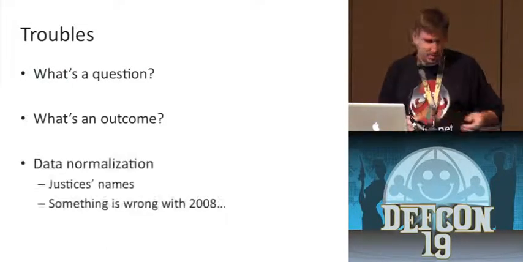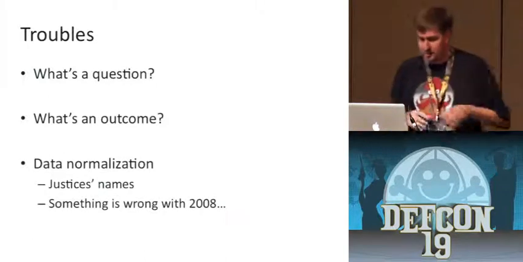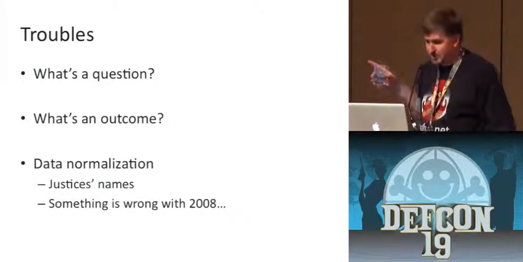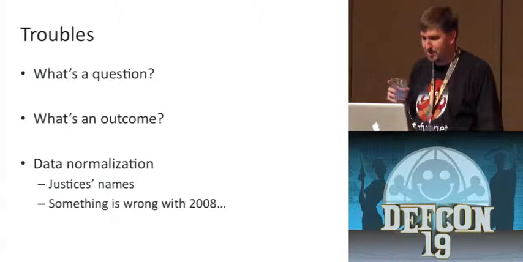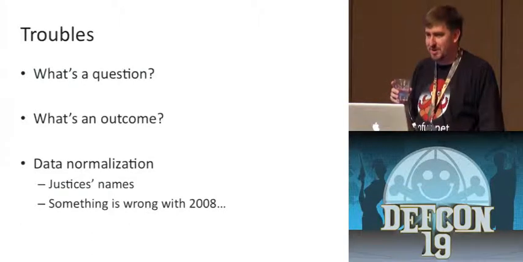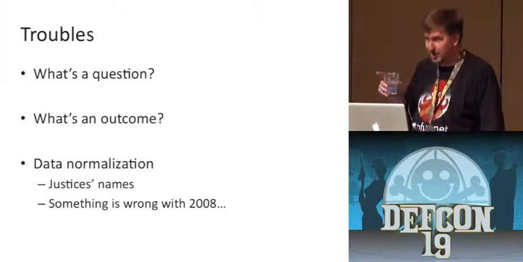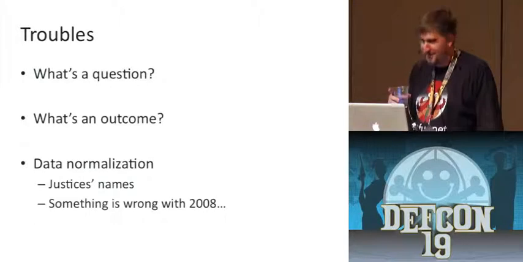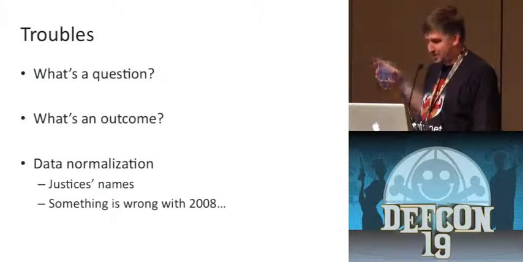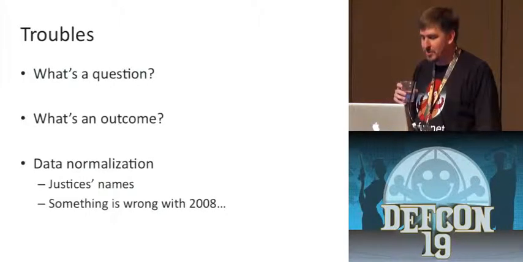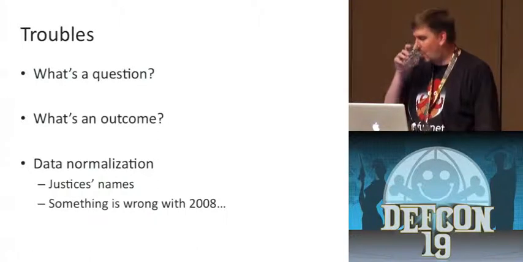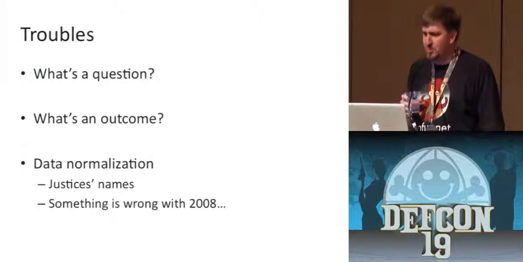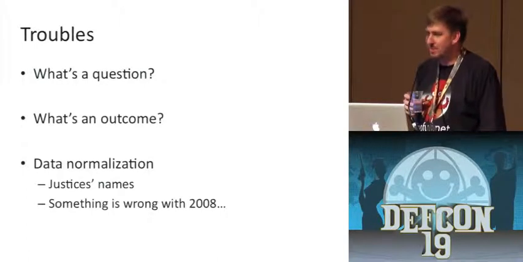The third thing is some data normalization issues. So we saw that screenshot with Justice Sotomayor. She sometimes appears in the XML as Sonia_Sotomayor, sometimes as Justice_Sotomayor, sometimes as Justice_Sonia_Sotomayor. And there are other tricks like that in there. So I had to do a little bit of just fudging with the data to get it so that I was really counting correctly. And then there's something horribly wrong with the year 2008 up on OIA.org.